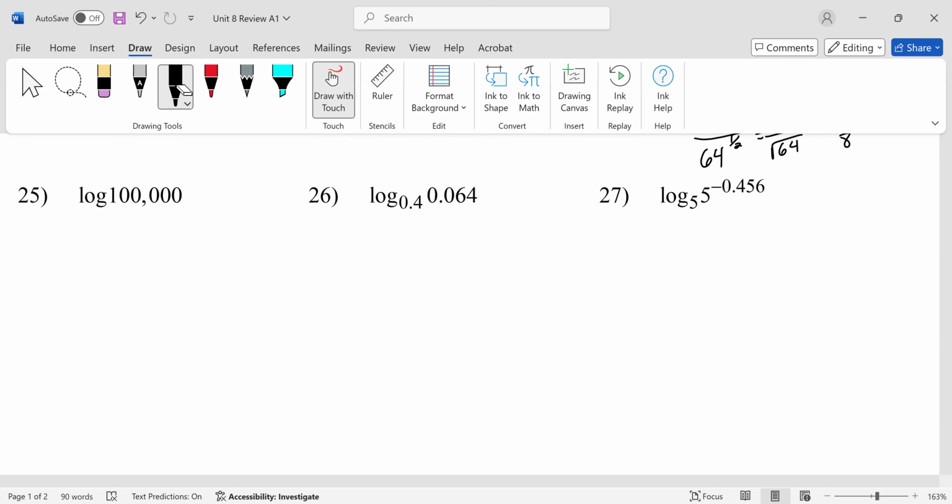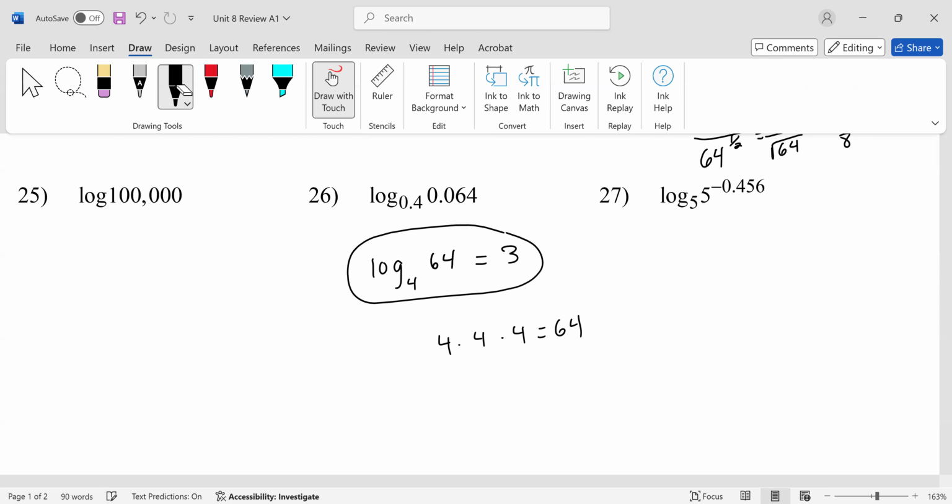Let's just think of this as log base 4 of 64. If this was the problem, what would be the answer? 3, right? Because 4 times 4 times 4 is 64. So for this one, the answer is 3. Let's see if that's the answer for the other one. So let's try to do 0.4 times 0.4 times 0.4. See if you get 0.064. You do? Perfect. So this is also 3.